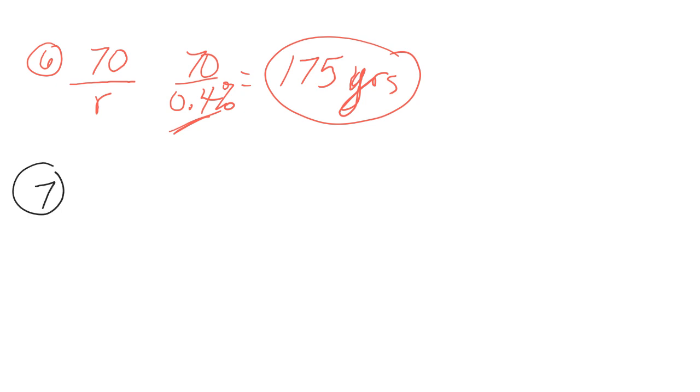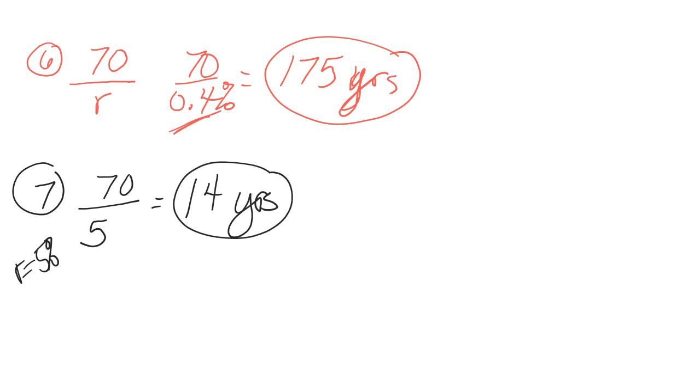Number 7, the city is rapidly growing and has a growth rate of 5%. And how many years will this population double? So we have 70 over 5. So R is 5%. So 70 over 5, our answer pops out in years. When they say R and they say 5%, we assume it's years unless they mention that it might be months.